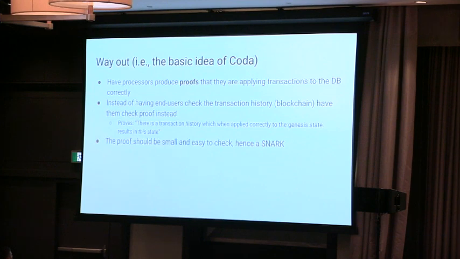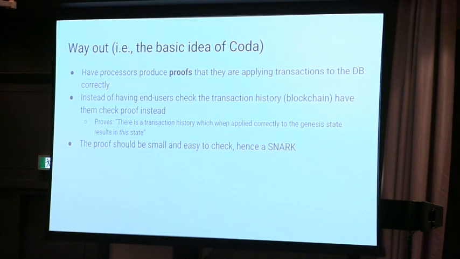The proof should be small, it should be easy to check, and so it should be a SNARK, right? We know what SNARKs are. I had a slide, but I took it away. I don't know if that was a bad idea. Does everyone know? Who knows what a SNARK is? Okay. Maybe they're small proofs, right? Okay.